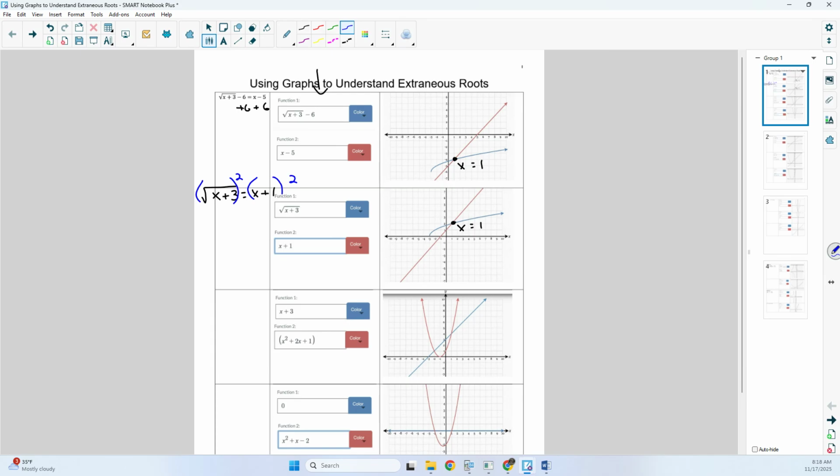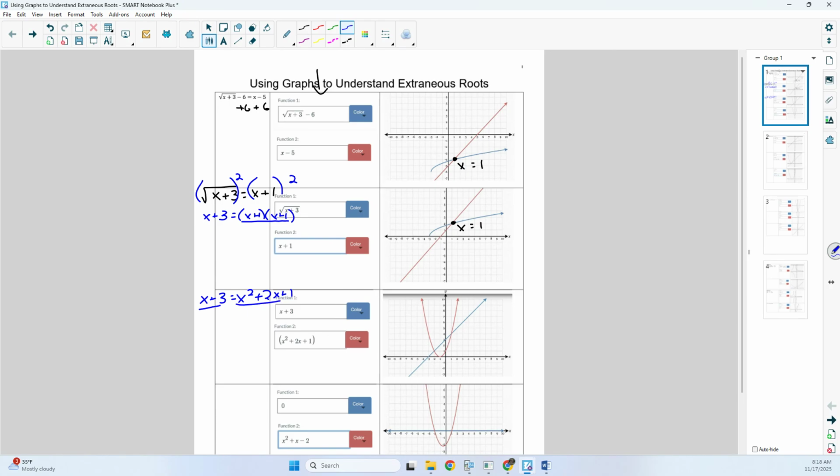So that's going to give me, on this side, x plus 3. This is x plus 1 times x plus 1. So I'm going to write down here, if I multiply this out, that's x squared plus 1x plus 1x is 2x plus 1. So now, in this section, we see both of these are graphed.